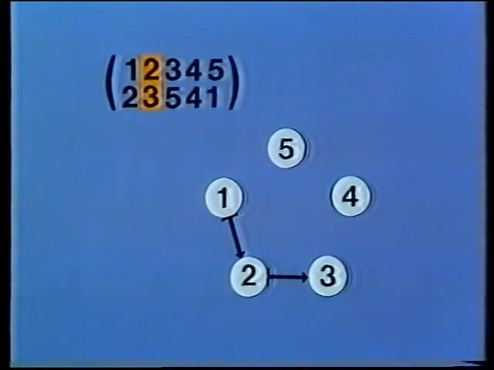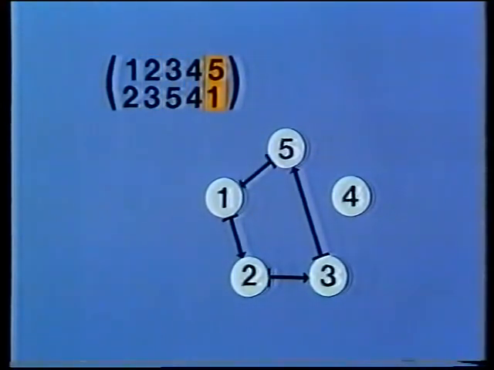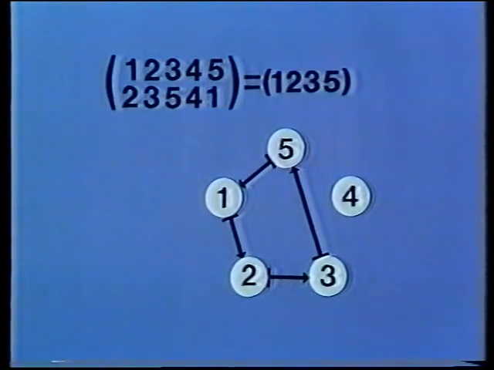This permutation of 5 symbols has a different structure. 1 goes to 2, 2 goes to 3, 3 goes to 5, and 5 goes to 1. So it contains a 4 cycle 1, 2, 3, 5. But there's still the 4 to be accounted for. The permutation takes 4 to itself, a fixed symbol, or 1 cycle.